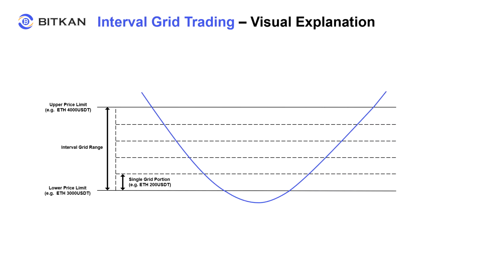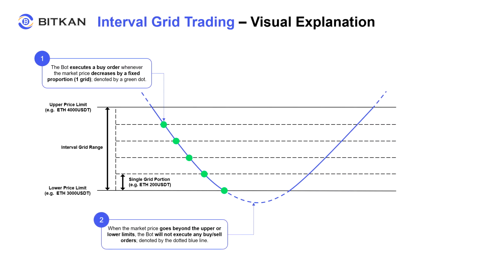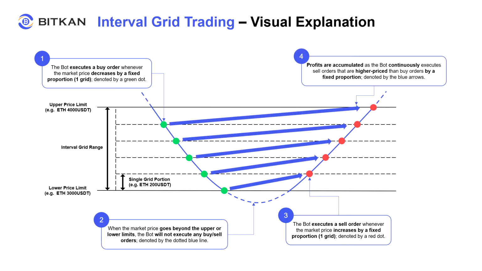Now, let's take a look at how an interval grid trading bot behaves when it is launched. Whenever the market price decreases by a fixed proportion as seen here, the bot executes a buy order. When the market price goes beyond the upper or lower limits, as seen from the dotted line, the bot will not execute any buy or sell orders. The bot then executes a sell order whenever the market price increases by a fixed proportion, as seen here. Finally, profits are accumulated as the bot continuously executes sell orders that are higher priced than buy orders by a fixed proportion, as shown by the blue arrows.